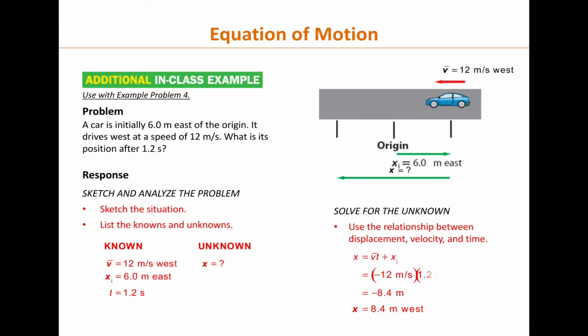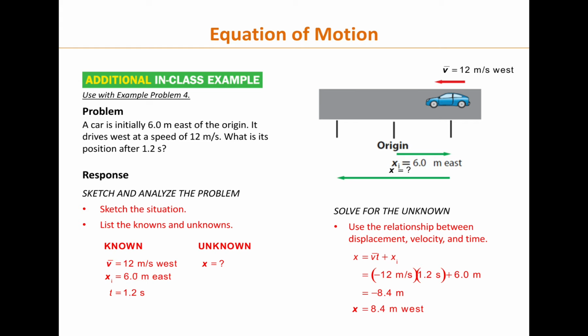In the beginning, we will write our equation, which is x equal to vt plus x initial. Now we will write the numbers. We need to calculate x final equal to v, the velocity. Here we have the velocity 12 meters per second to west. Because here the direction is to the west, we should write it as minus 12. So we have minus 12 multiplied by t, the time, which is 1.2, plus 6 meters, which is x initial.